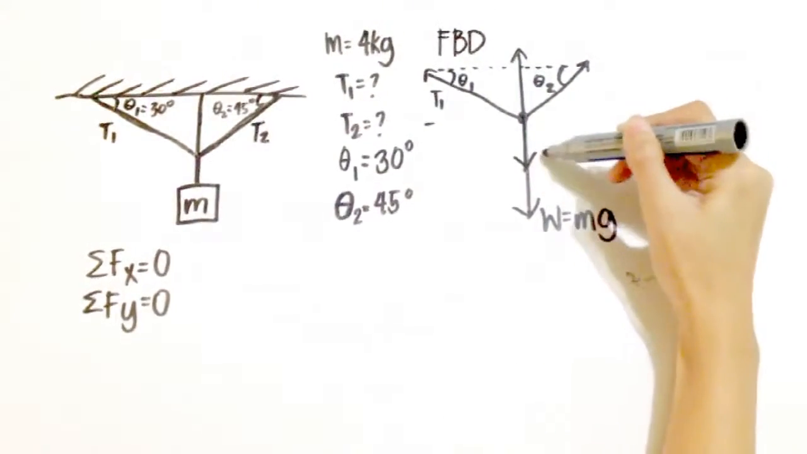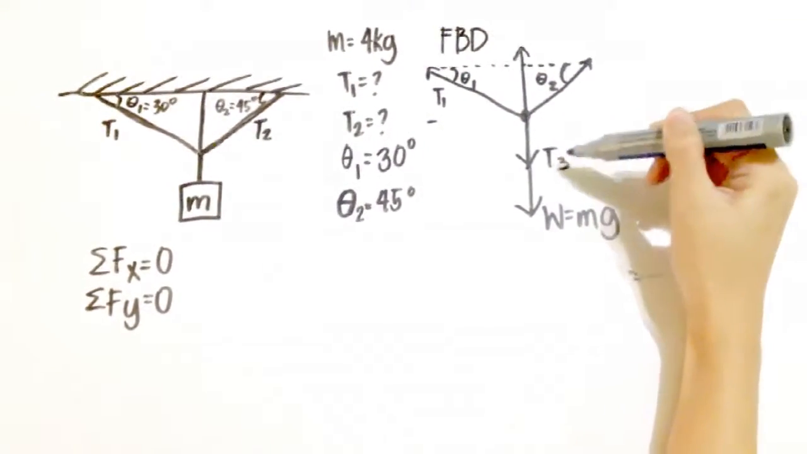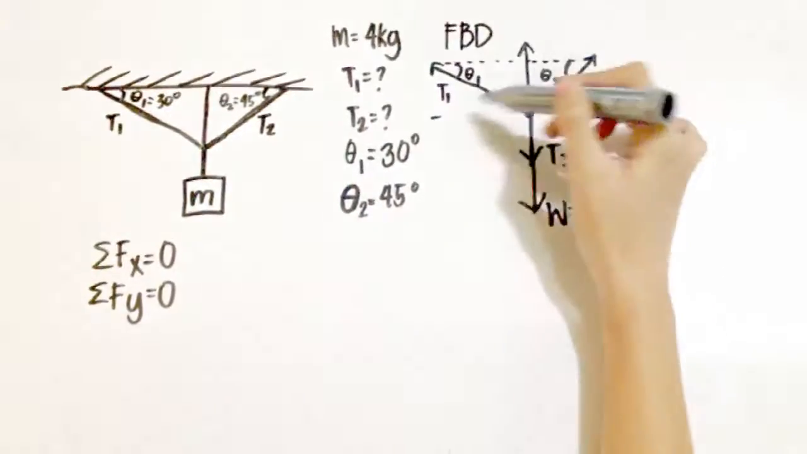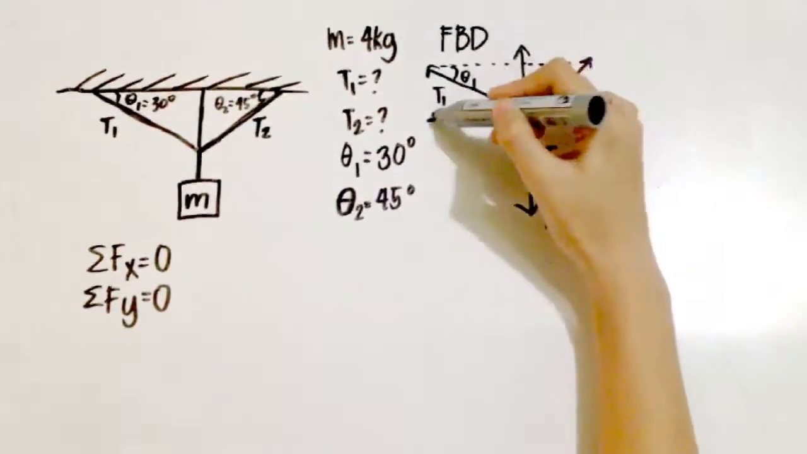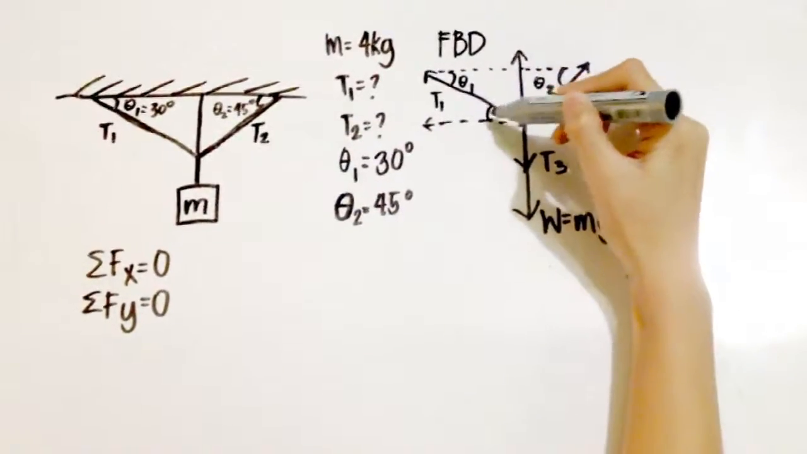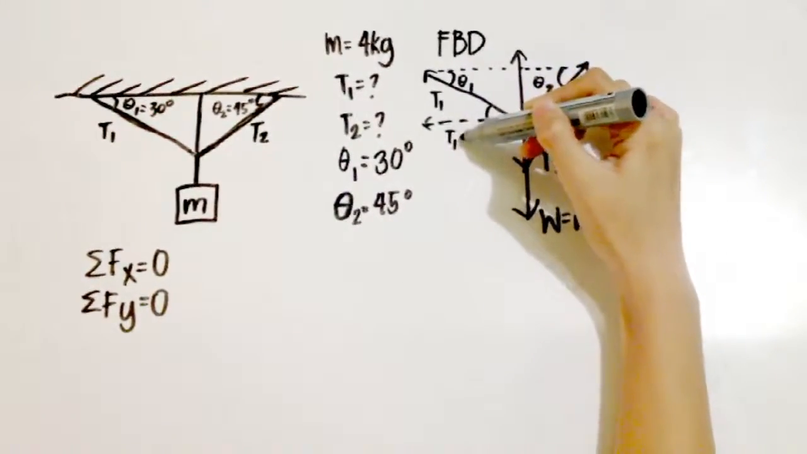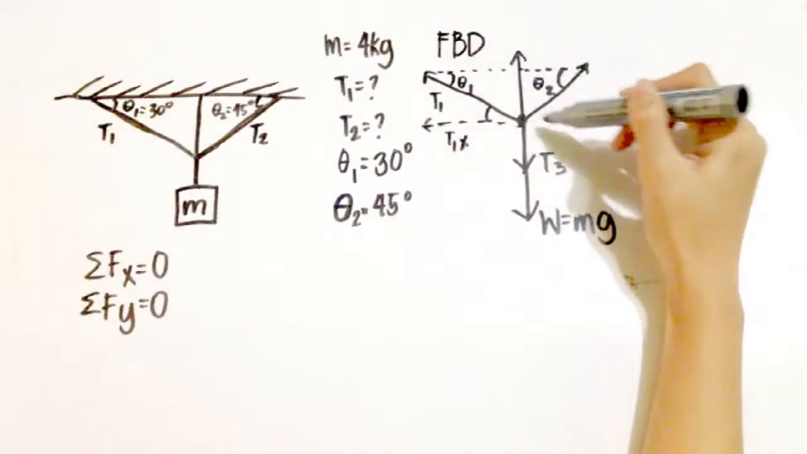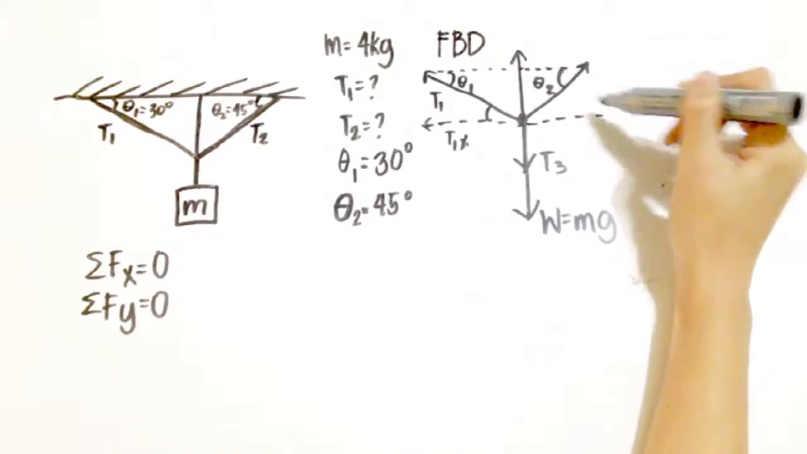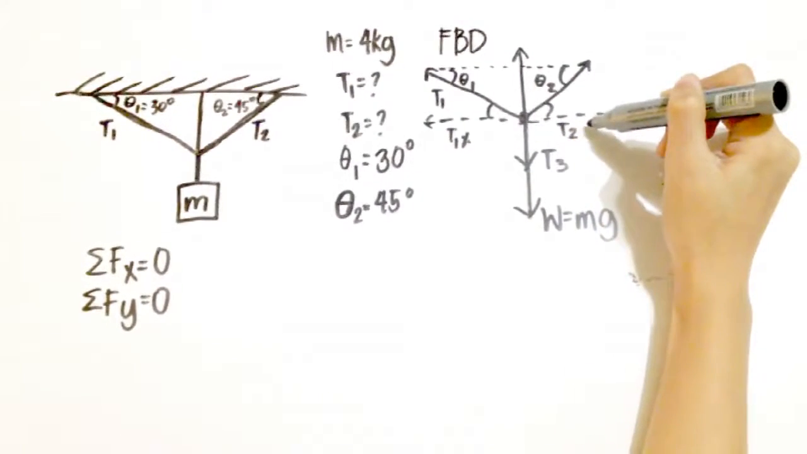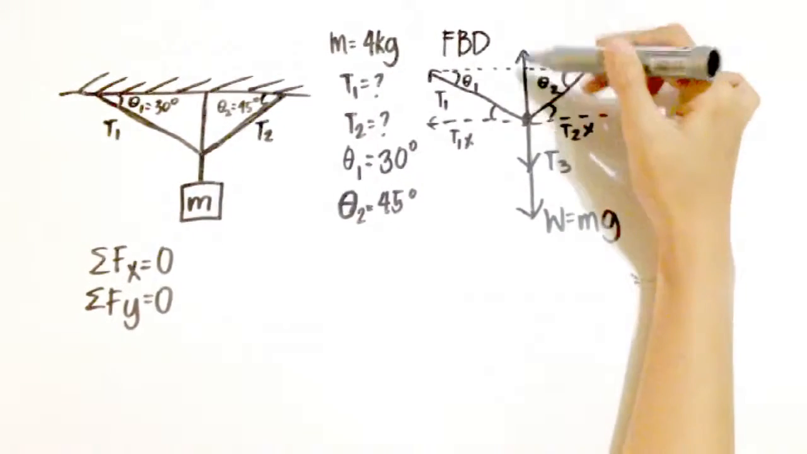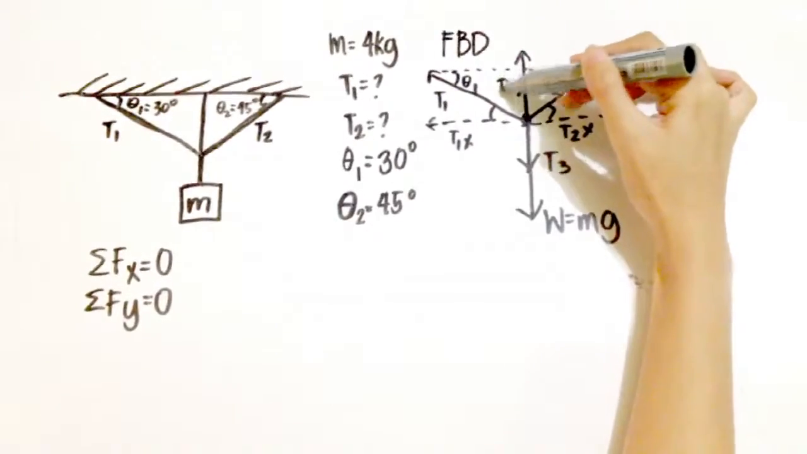Then this is tension 1 on the x direction. Notice that this angle theta is equal to 30 degrees and this angle theta must be 30 degrees as well because alternate interior angles are equal. Then we have T1 times cosine theta 1. Then it's just the same as T2. This angle must be 45 degrees as well, since they are alternate interior angles. This leads to T2 times cosine theta 2.